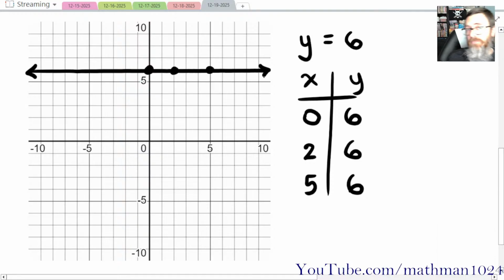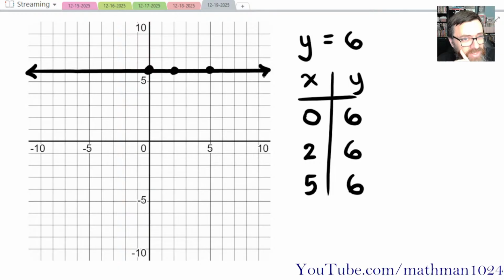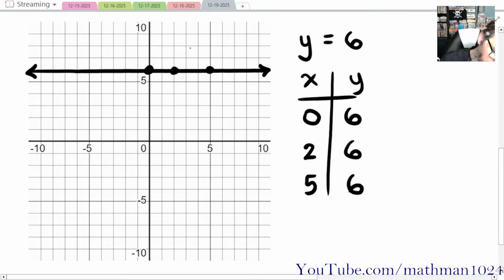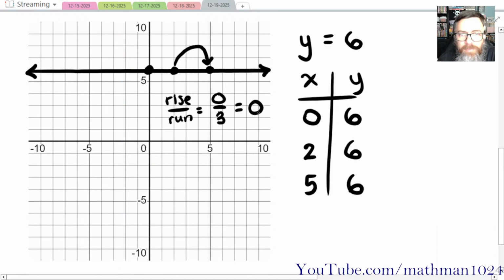This is a horizontal line, right? Now, we see that as we go from left to right, this guy's not going up, he's not going down. Let's try to calculate the slope here. As I go from point to point, what happens? If I calculate the rise over run, from the ordered pair (2, 6) to (5, 6), there is no rise. You're still at the same y value. But your run, you've gone to the right 3 units. And when you have 0 divided by 3, you end up with 0.